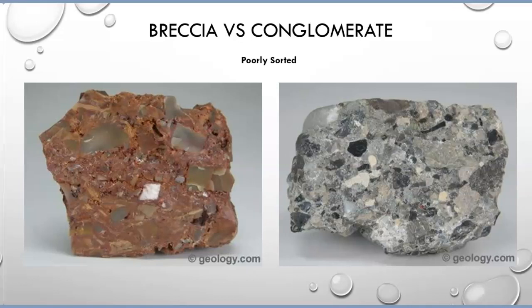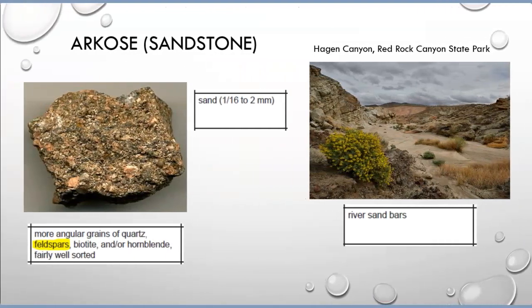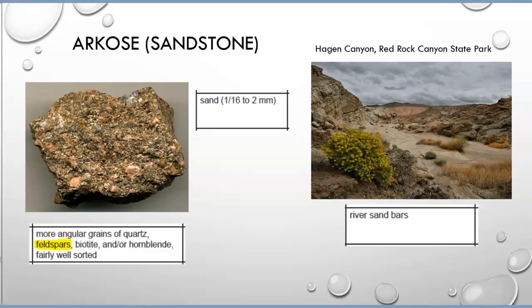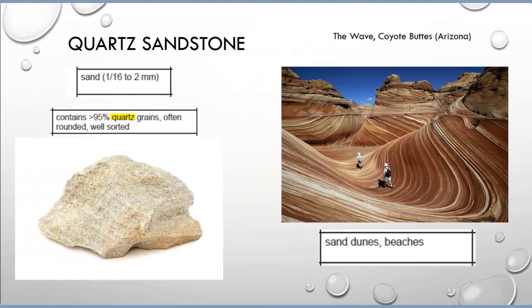Now let's look at rocks composed of sand-sized grains. These sand-sized grains are 1/16 to 2 millimeters in diameter. This is arkosic sandstone. It is composed of angular feldspar grains mixed with coarse sand. These grains are fairly well sorted. The color is usually pink, reddish-brown, or buff, and the depositional environment is near rivers in sandbars. Quartz sandstone is composed mainly of sand-sized quartz grains. They are usually rounded and well sorted. These are indicative of a beach and/or sand dune deposit.